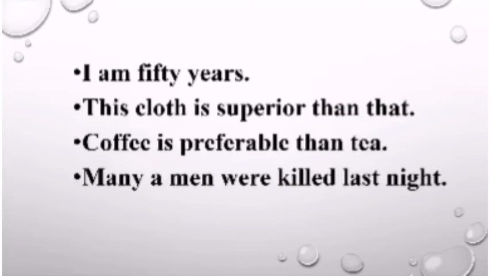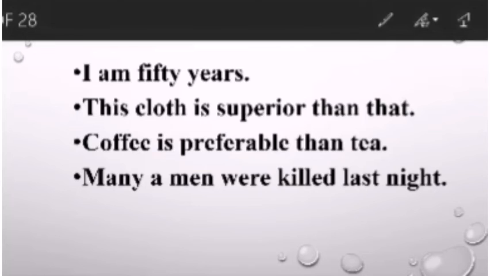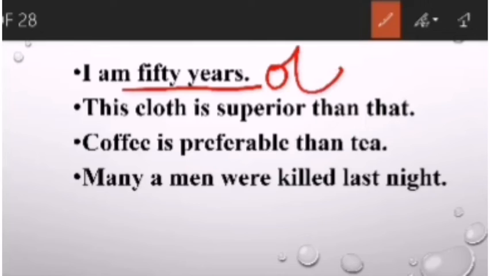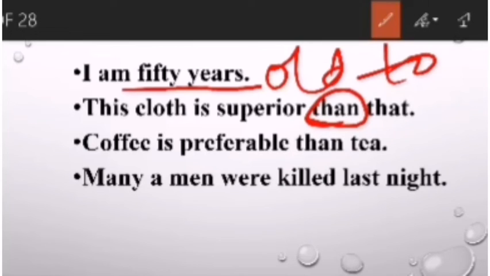Sentences to make the correction. I'm 50 years, this cloth is superior than that, coffee is preferable than tea, many a men were killed last night. So what's the problem here? Again here we'll be using an adjective, not a noun form. So I'm 50 years old. Next, this cloth is superior than that. Just now we have discussed, so here to will be there. Coffee is preferable, again to is to be written.